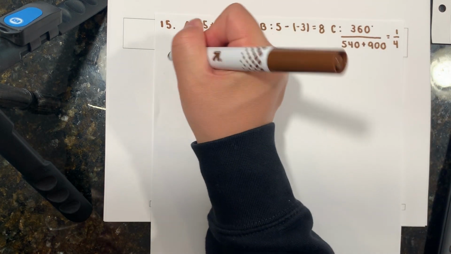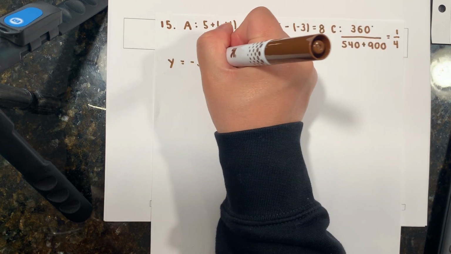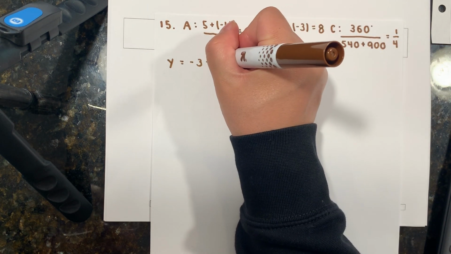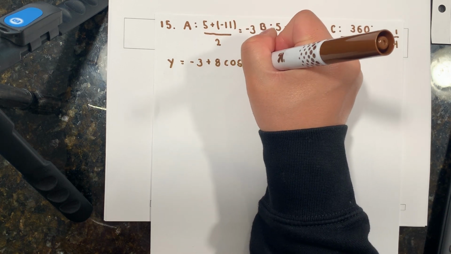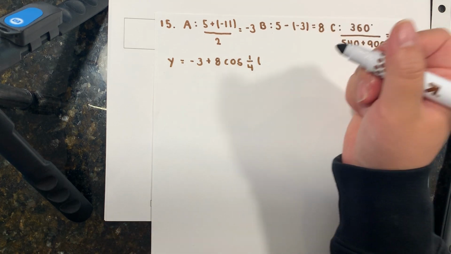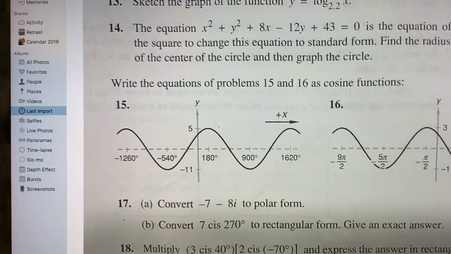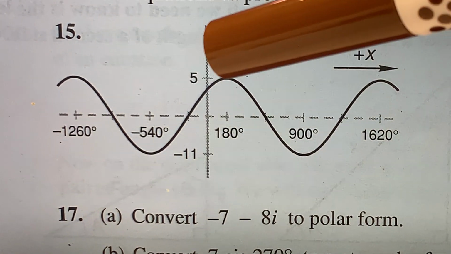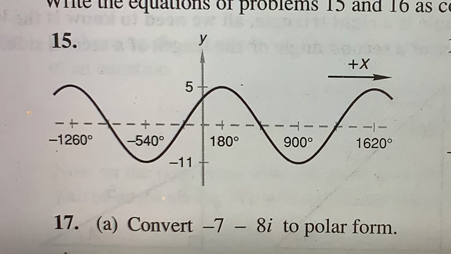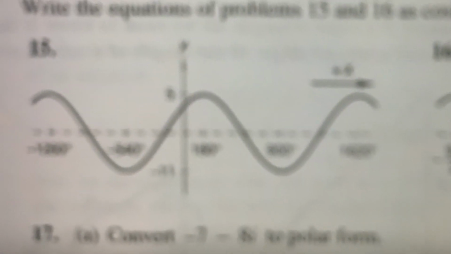So now I'm going to plug in what I have. I have y is equal to A, which is -3, plus B, which is 8, cosine C, which is 1/4. And this is where the phase shift comes in. So the phase shift is, where is it currently peaking? It's currently peaking at 180 degrees. I want it to peak at 0 degrees, which would be this y-axis right there.